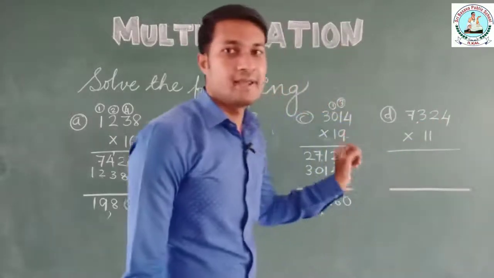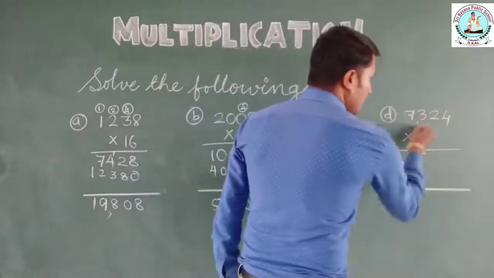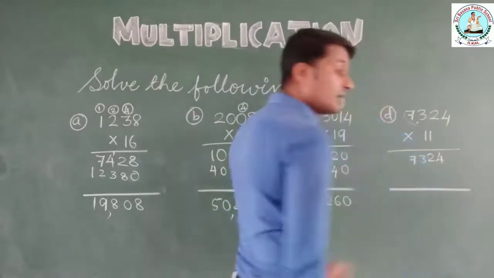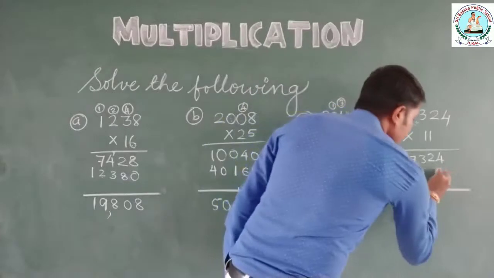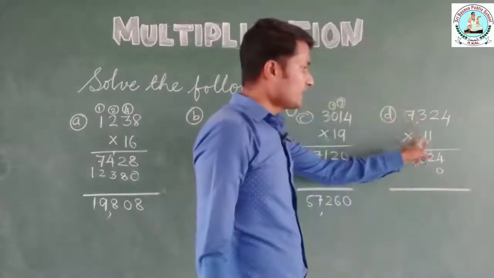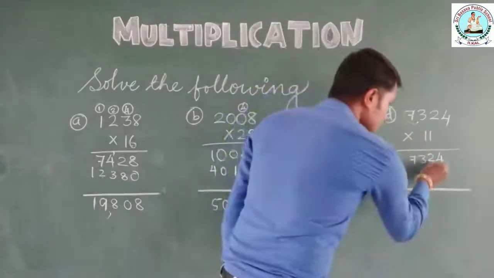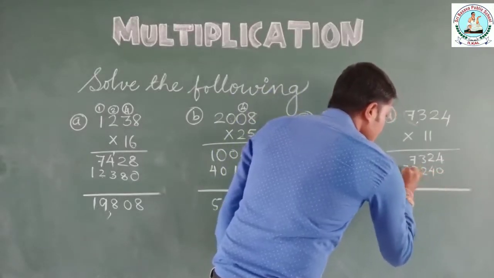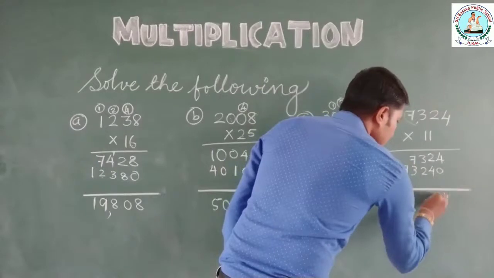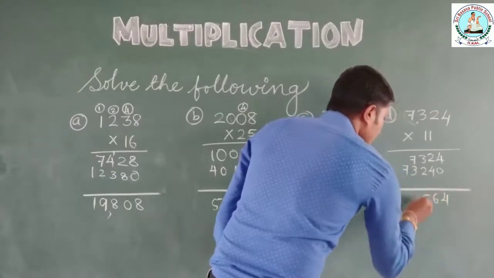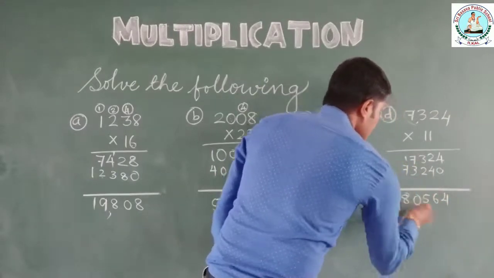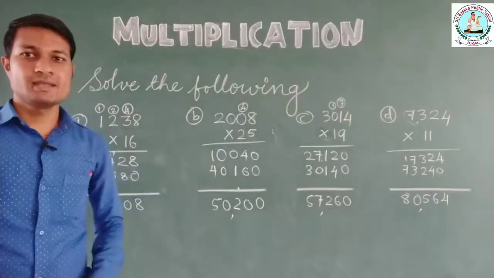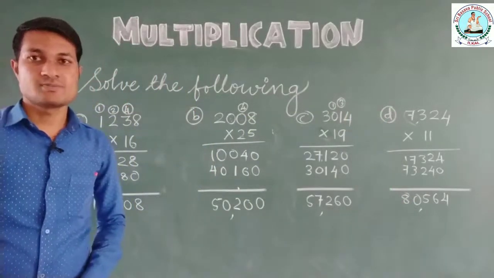7,324 times 11. So any number with 1 is the number itself, so write this number. After writing this, skip the first place, and again any number with 1 is the number itself, so just copy this number. So 4, it is 2, 3, 7. So it is 4, 6, 5, 10, it is 8. So 80,564. So this is how we can multiply very quickly once you know how to multiply.